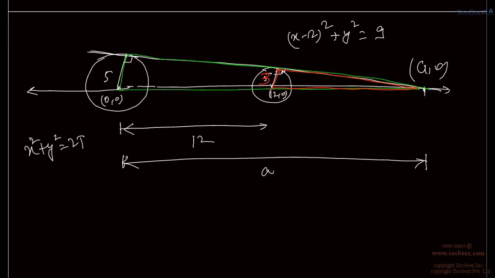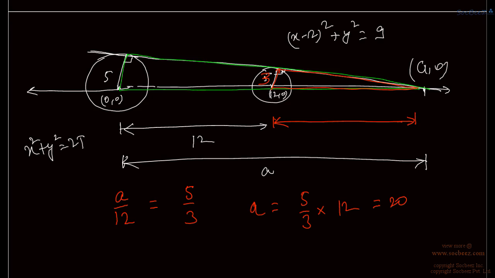So we have this 3, right? This is 5. So we have A by 12 is equal to 5 by 3, right? So we can write A as 5 by 3 times 12. So A is 20, right? Isn't it? We have done it wrong.